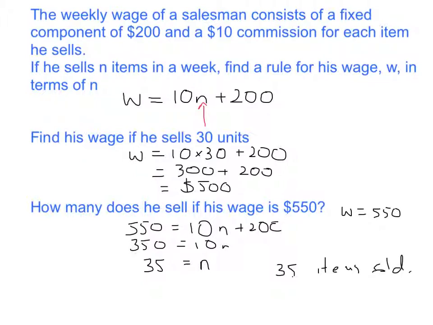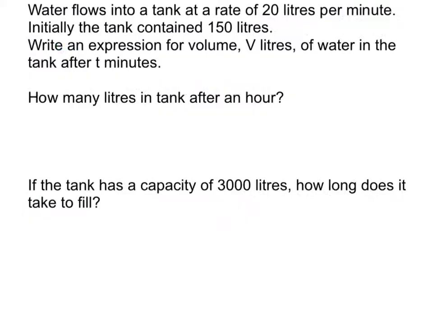That's that question there. Now this is question 6. Again, it's another multi-part question. Water flows into a tank at a rate of 20 litres per minute. Initially the tank contains 150 litres. Write an expression for volume V, litres of water in the tank after T minutes.